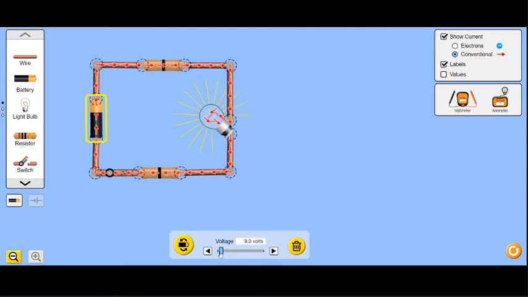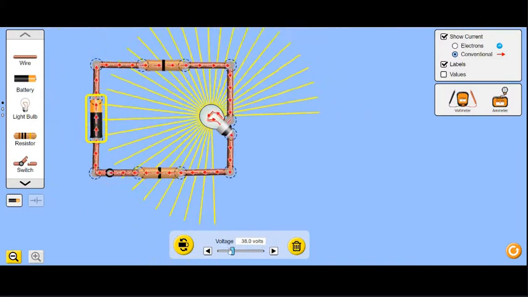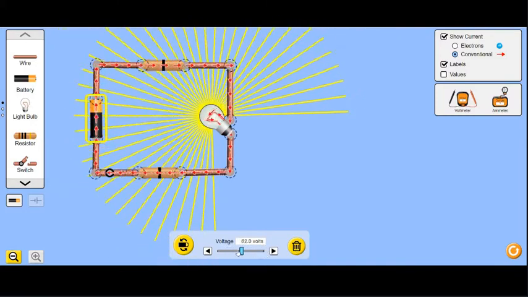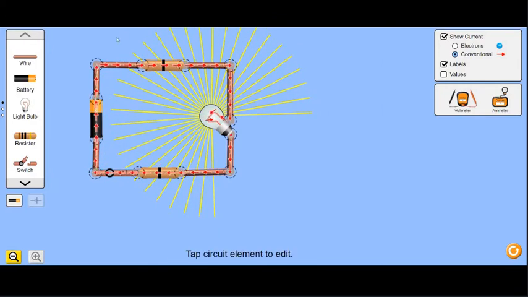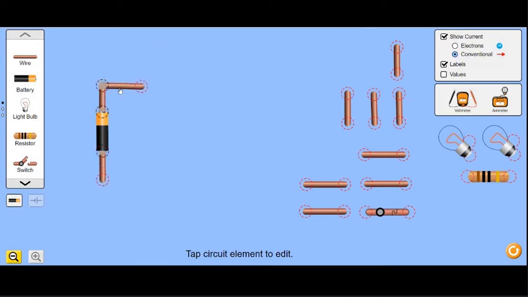Another way to increase the brightness is by increasing the voltage supplied. So if we increase the voltage supplied by the battery, we can see that the brightness also increases. Next, let's look at a parallel circuit. It is similar to the series in terms of materials, but does have a different structure.